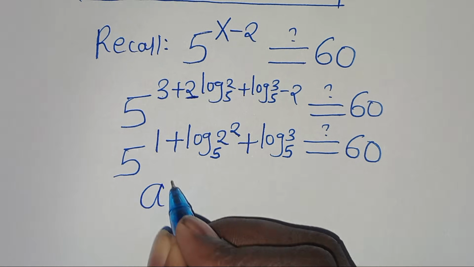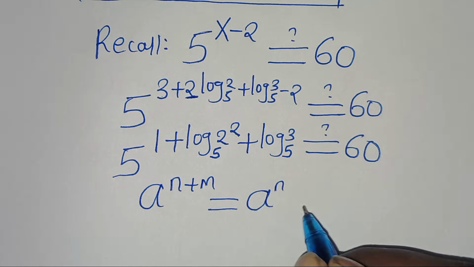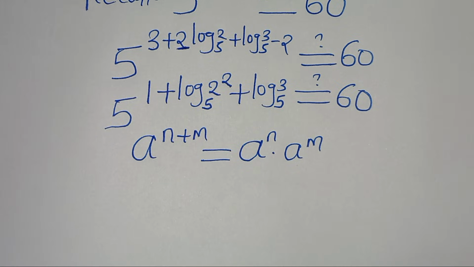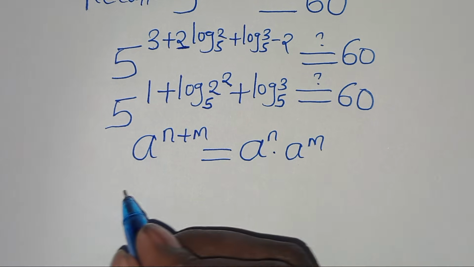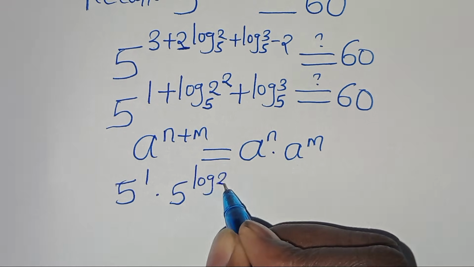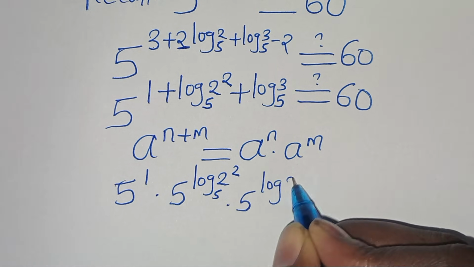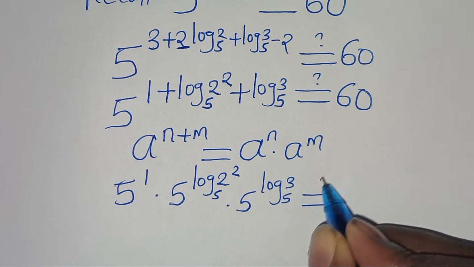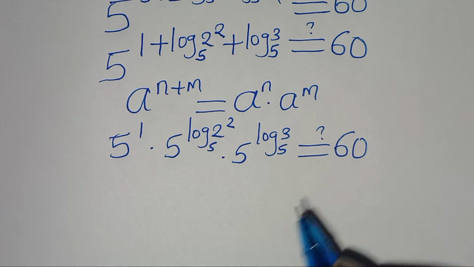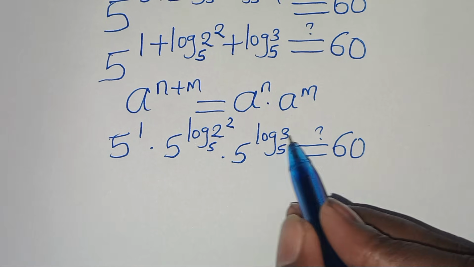This is in the form of a to the power of n plus m, which you can express as a to the power of n times a to the power of m. Applying this exponent property, we have 5 to the power of 1 times 5 to the power of log 2 to the power of 2 to base 5, multiplied by 5 to the power of log 3 to base 5. This is supposed to give us a value of 60.